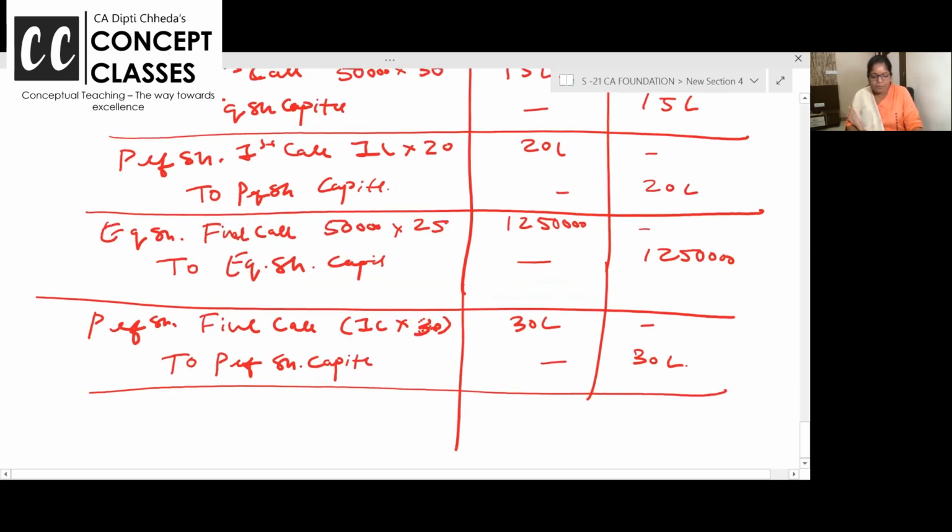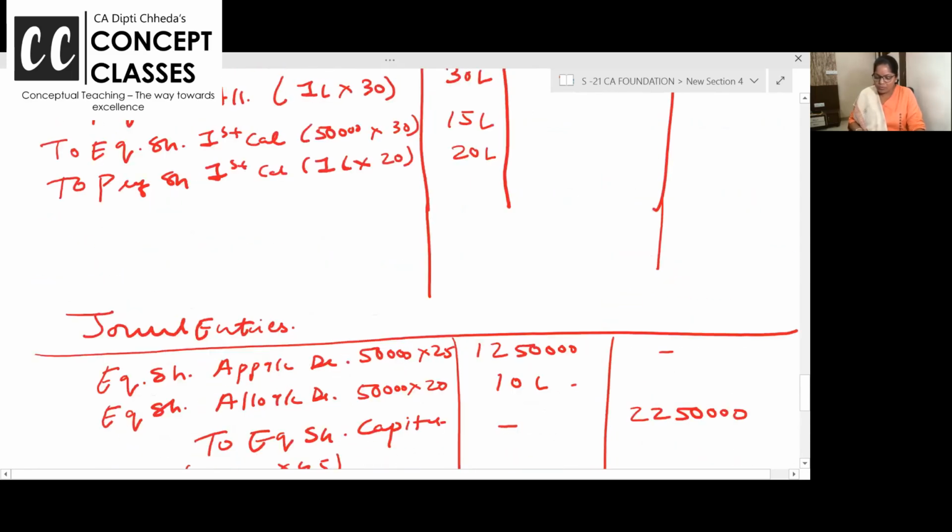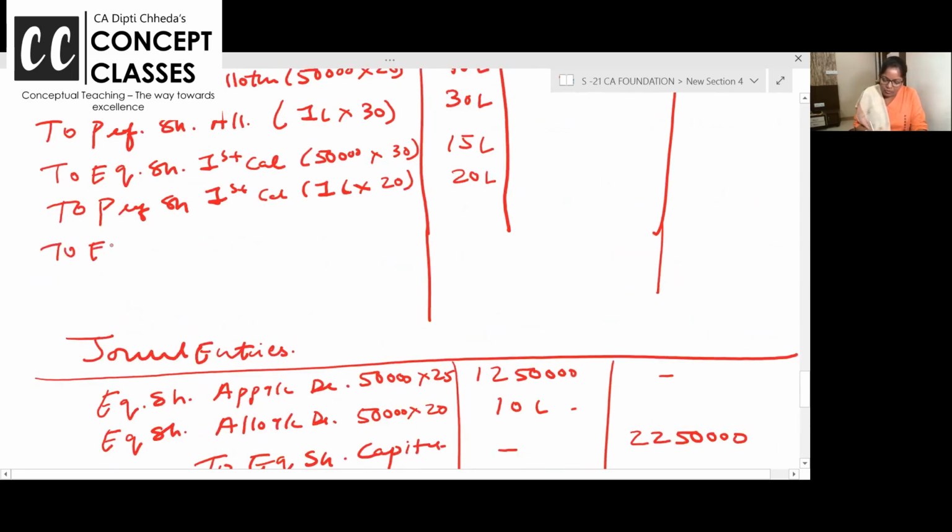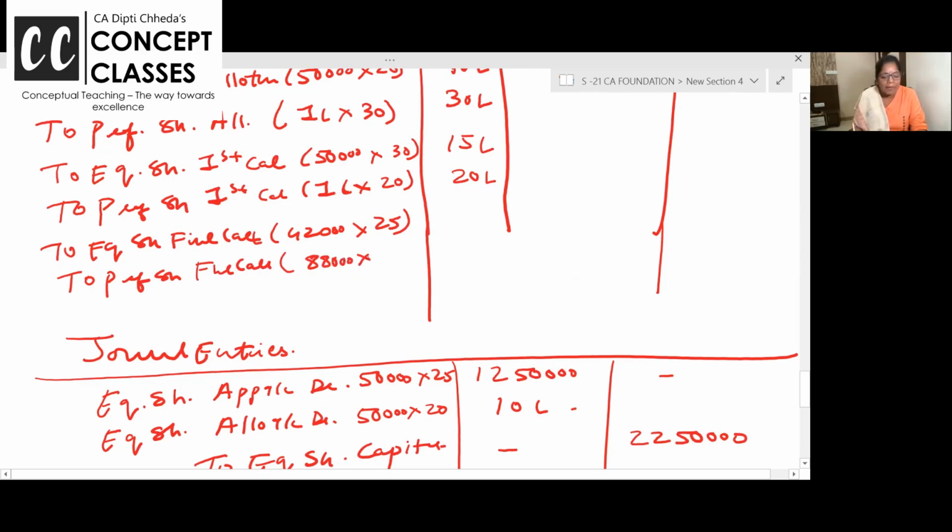So final call has become due, and in that only 42,000 equity shares and 88,000 preference shares have paid. Now do the entry carefully. Bank account debit to equity share final call. Only 42,000 have paid 25. So 42,000 into 25, it's coming to how much? 10,50,000.